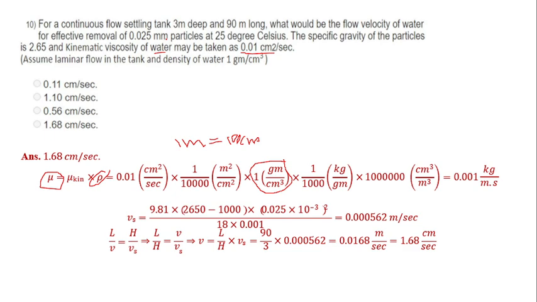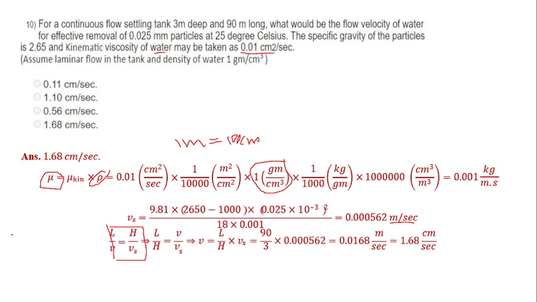So convert it to meter, so it is 0.025 into 10 power minus. Again, all the values are converted to meter, divided by 18 mu. So 18 into mu, where the mu value is obtained from the kinematic viscosity, which is 0.001 kg per meter second. So solve this to arrive at the settling velocity of the tank, in the unit meter per second.